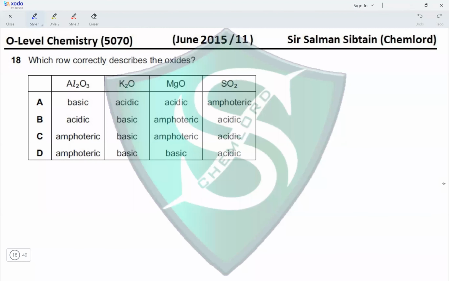Question 18. Which row correctly describes the oxide? So we need to recall from memory the nature of these oxides. Al2O3 is neither acidic nor basic, it is amphoteric. So this eliminates options A and B. K2O, potassium oxide, is a basic oxide. MgO is also a basic oxide. This eliminates option C. And SO2 is an acidic oxide. This makes option D the correct option for this question.